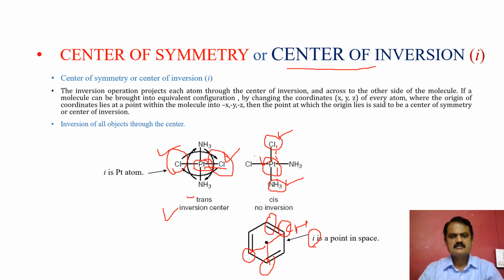So simply, we can say: consider any imaginary point at the center of the molecule, draw imaginary lines in opposite directions, and when you get equal atoms or equal groups of atoms at equidistance in opposite directions, then there is a presence of a center of inversion. We can say that there is an inversion center present in the molecule and designate it by the symbol i.